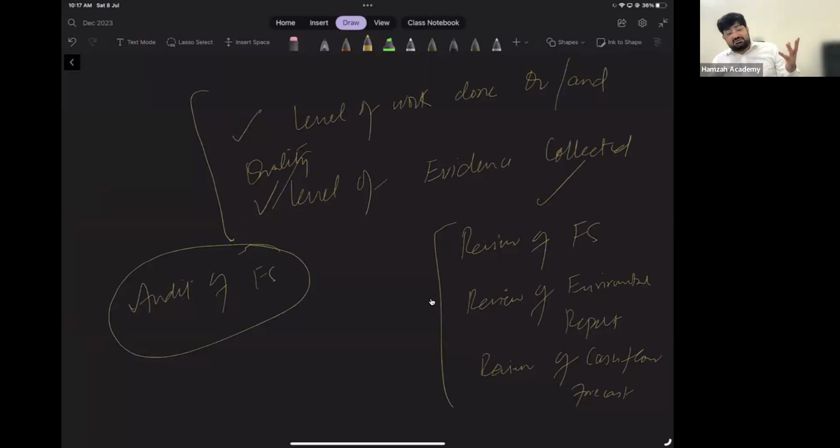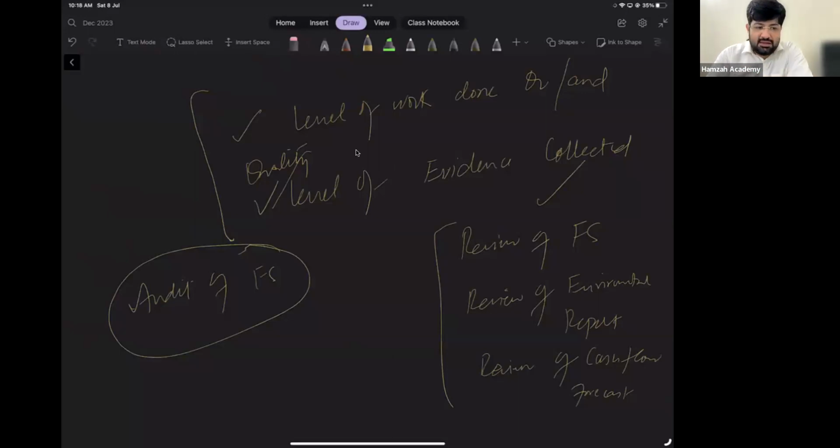Judgments are involved. So what type of assurance is possible there? Limited or reasonable? Tell me. Which type of assurance is possible to be given in the case we have to check ethical compliance of a company? Reasonable assurance can be given or limited. Tell me, which type is possible? Limited, exactly, because too much judgment is involved. We cannot be certain.